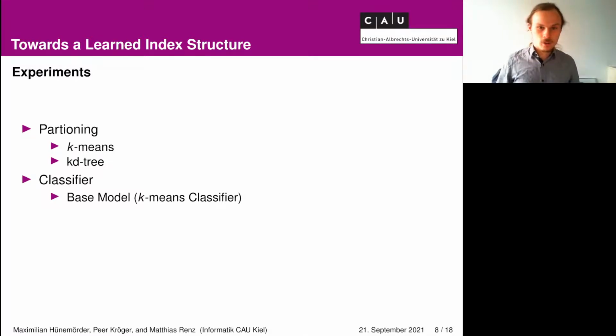We first went with the most simple one, which is basically the k-means classifier, our base model, which just means that we classify each point as the same as the closest centroid. In k-means, this is very easy because we have the centroids from k-means. In KD tree, we have to afterwards calculate the centroid for the leaf and then use that as a classifier.